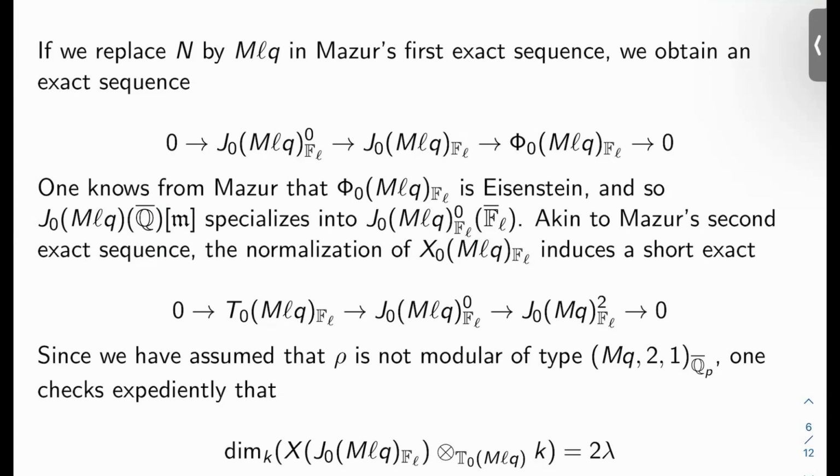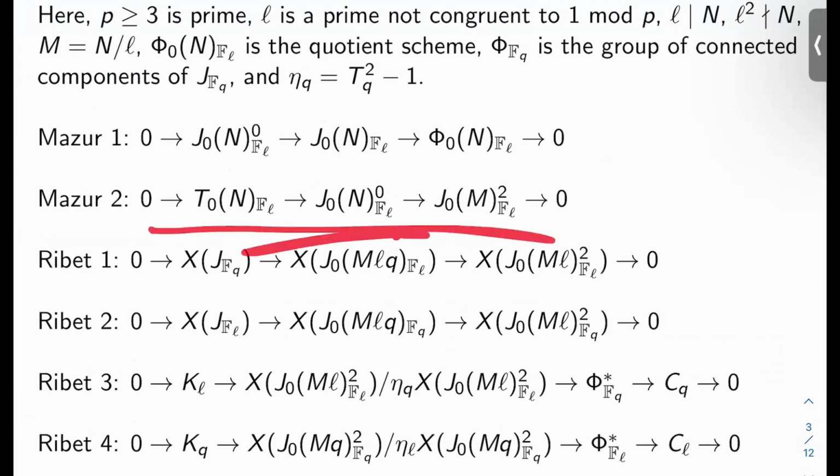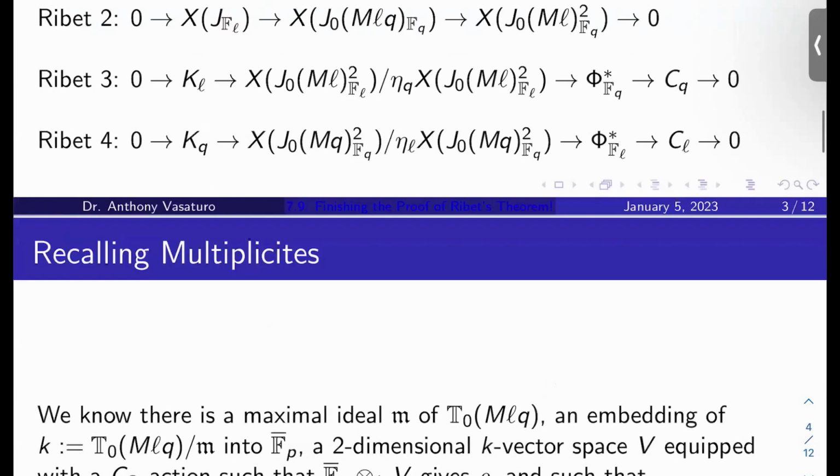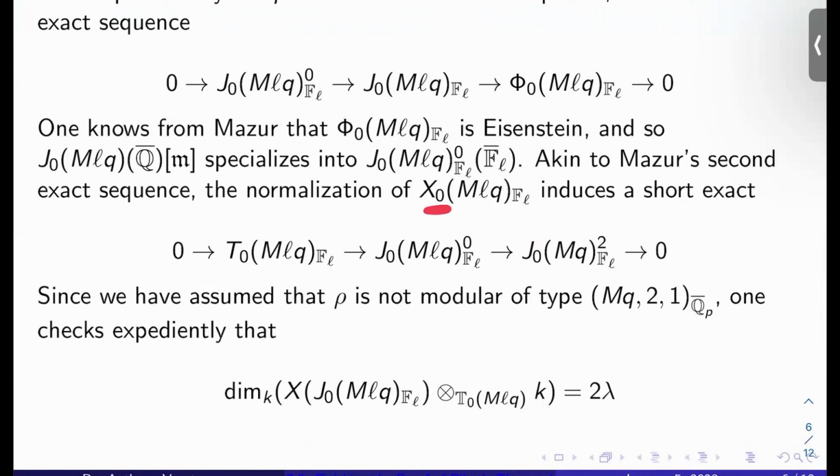Akin to Mazur's second exact sequence, which we built two videos ago as the result of a normalization map, there's a normalization of the modular curve X0 at level MLQ mod L, and that induces a short exact sequence built almost the exact same way: 0 to this torus T0 of MLQ mod L, to J0 of MLQ mod L, to J0 of MQ squared mod L, to 0. So this is basically like a cousin or a sister to Mazur's second short exact sequence.